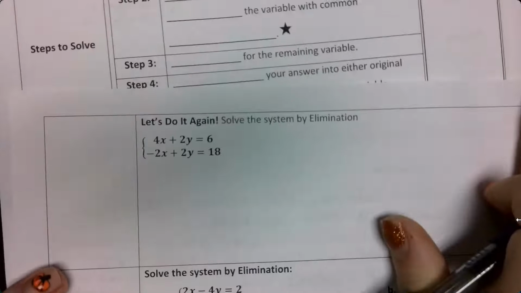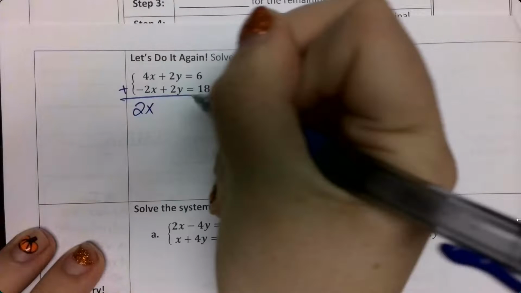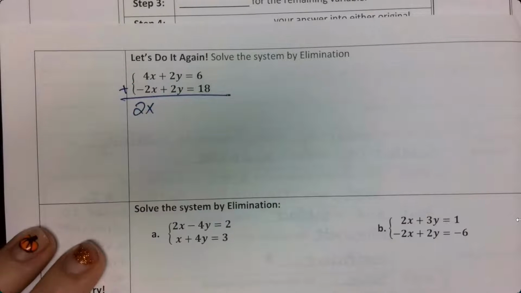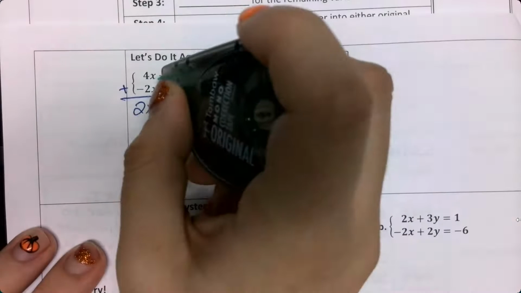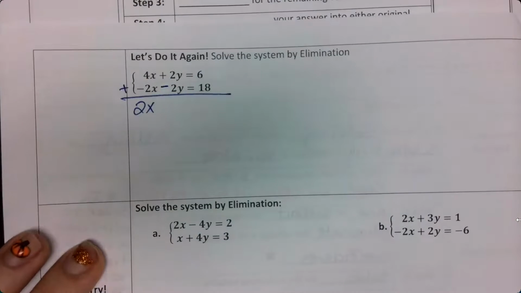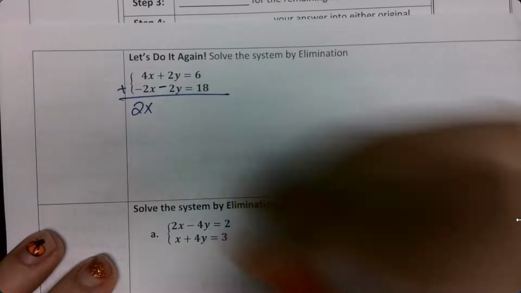So this one, again, I'm doing by elimination. I want to add straight down. So what's 4x minus 2x? It is a negative 2x. 4 minus 2 is 2. This is a typo. This should be a minus 2y. Yeah, so these ones cancel. And then 6 plus 18.